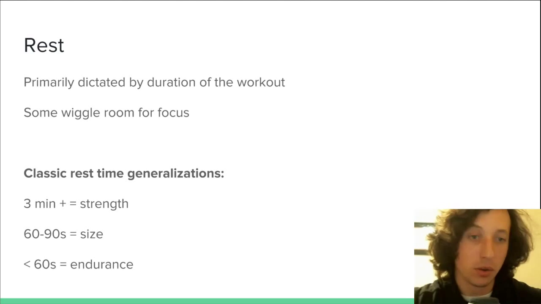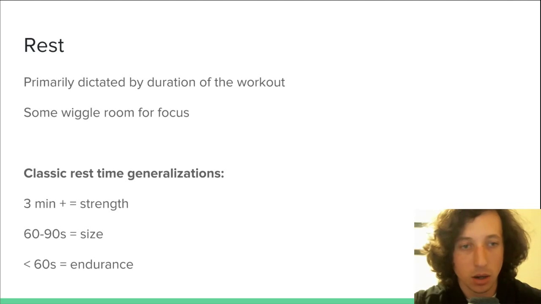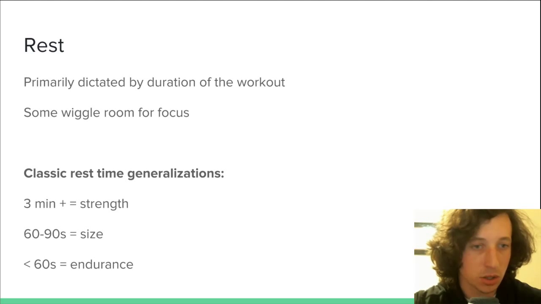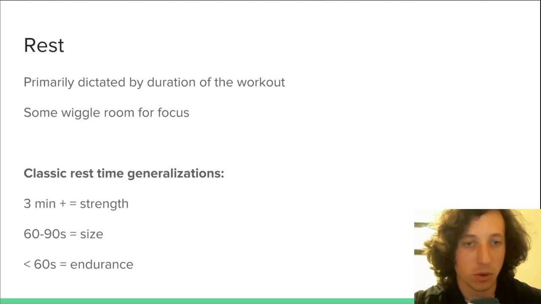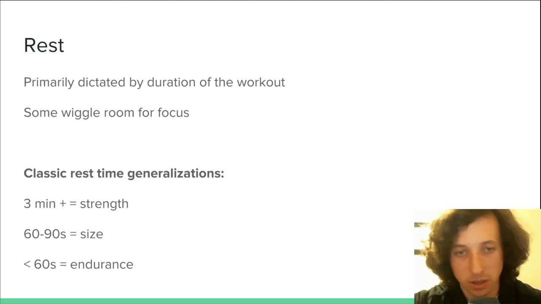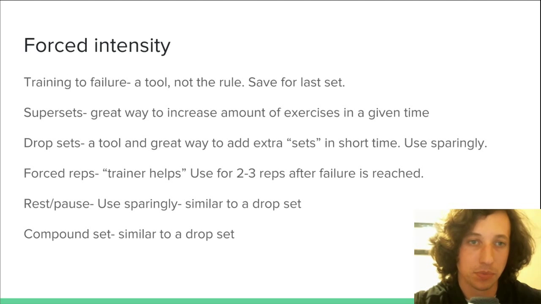So, even though these are the classic rest time generalizations for strength, size, and endurance, I recommend that you use the workout duration as the way that you dictate your rest time. So for most people, I'll give you guys a generalization here. It's around 30-second to 60-second rests in 30-minute sessions, and 1 to 2 minute rests in 60-minute sessions, just depending on what they need. Okay, it can be higher, it can be lower, but that's still going to help you guys get a lot of work in, a lot of density into the exercise program.